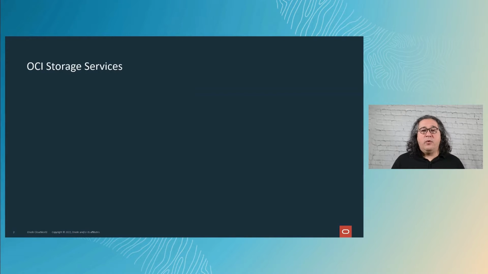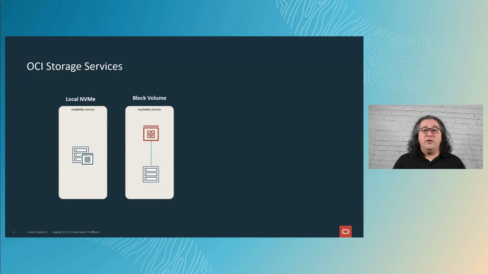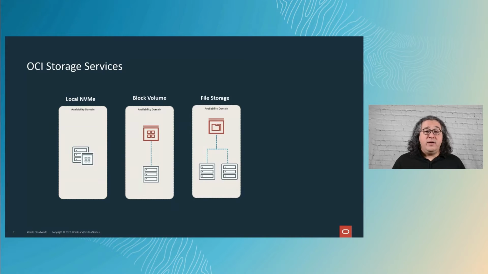OCI offers four categories of storage services. Local NVMe, that offers locally attached NVMe-based SSDs. Block volumes, that let you dynamically provision and manage block storage volumes. File storage, that provides an enterprise-grade network file system. And object storage, a highly durable object storage.